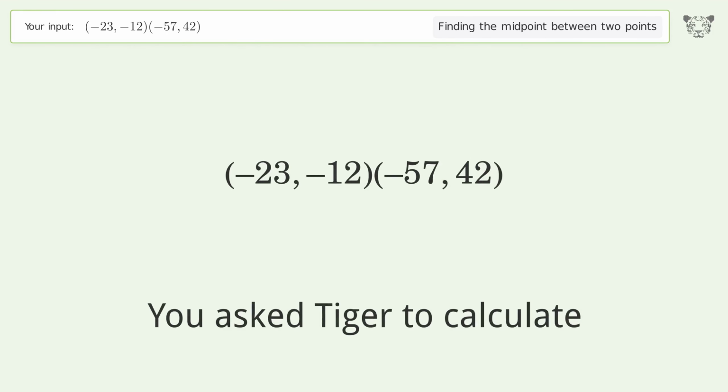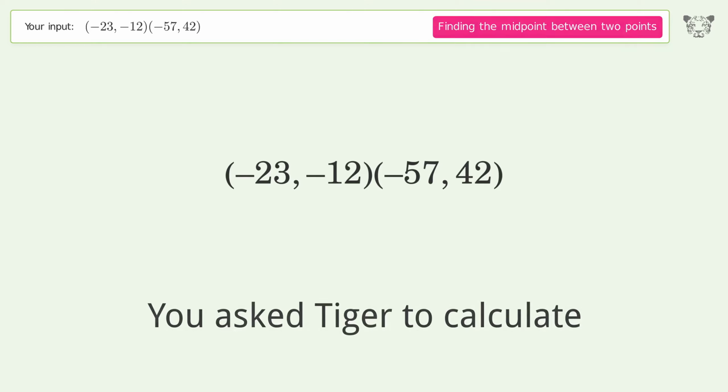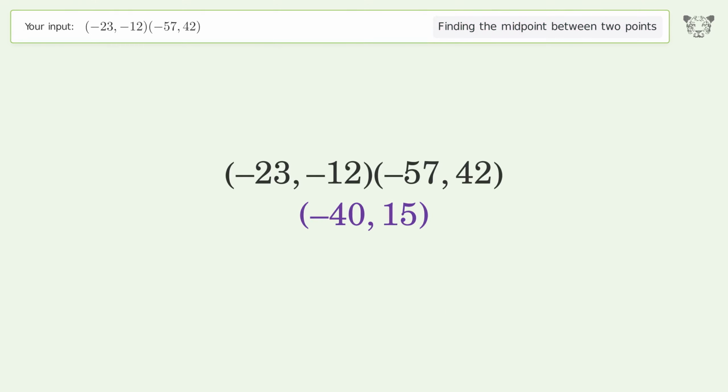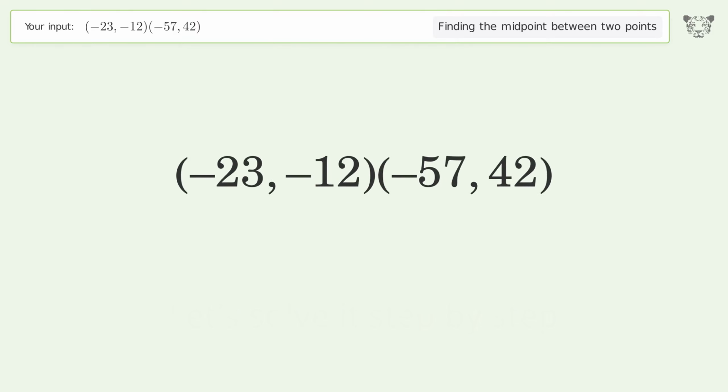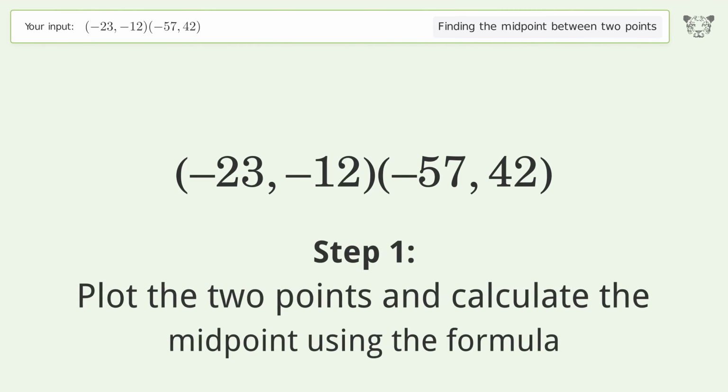You ask Tiger to calculate. This deals with finding the midpoint between 2 points. The midpoint between the 2 points is negative 40, 15. Let's solve it step by step. Plot the 2 points and calculate the midpoint using the formula.